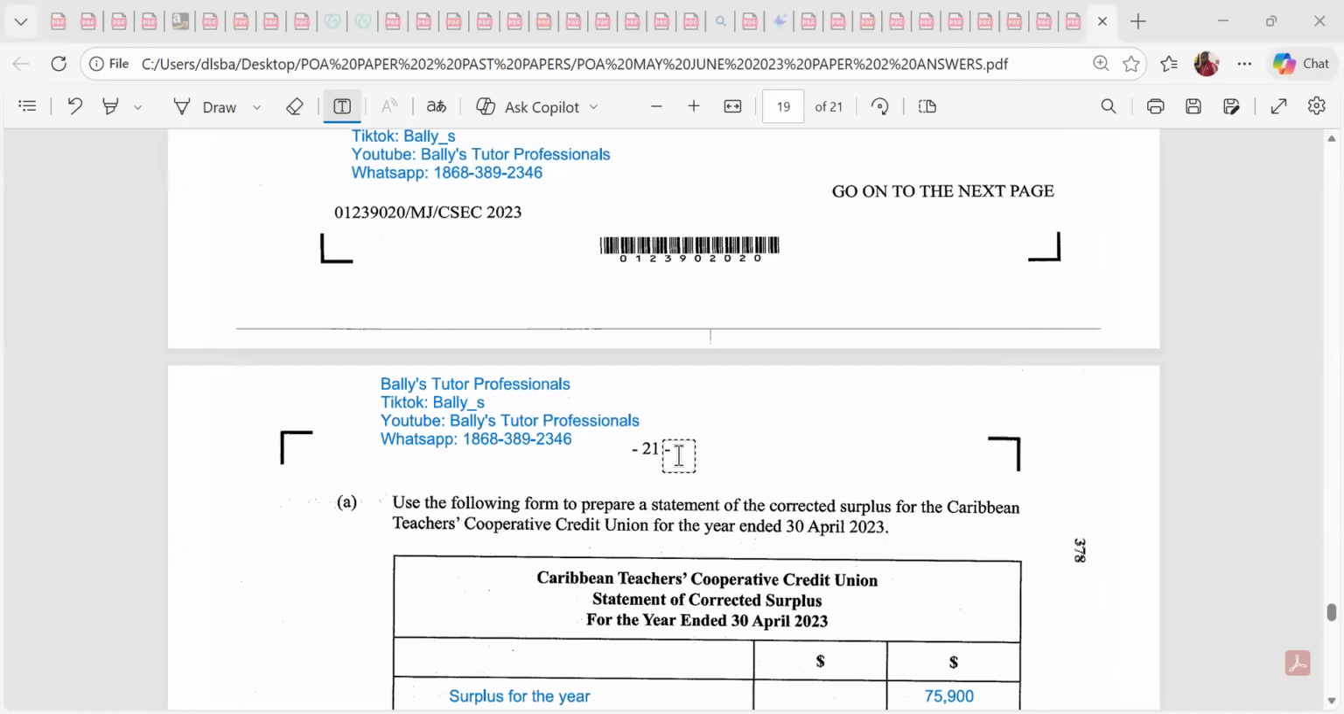They say use the following form to prepare a statement of corrected surplus for the Caribbean Teachers Cooperative Credit Union for the year ended 30th of April 2023. So we made some errors when we calculated the surplus of 75,900. So we've got to correct them now.